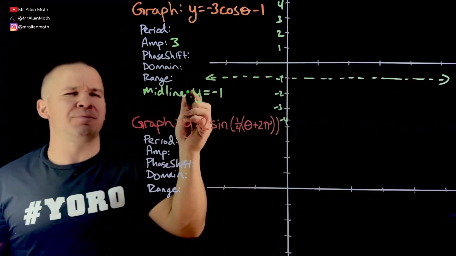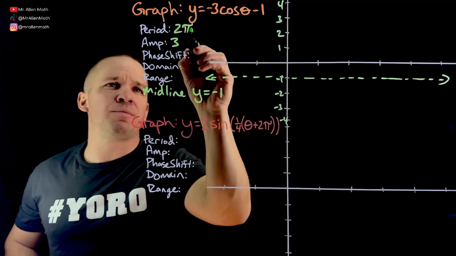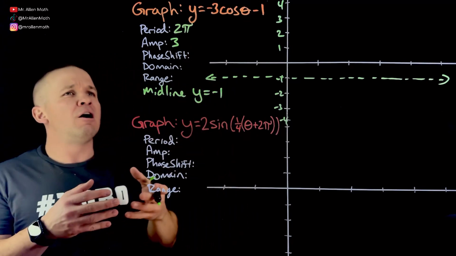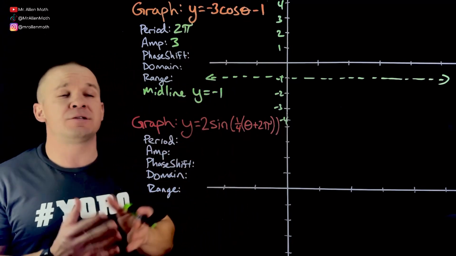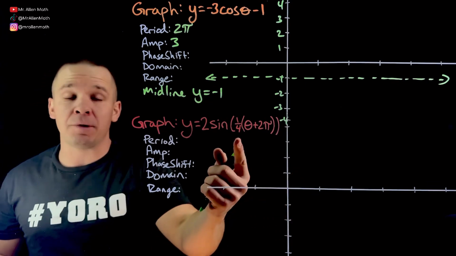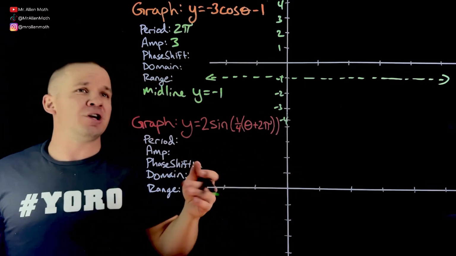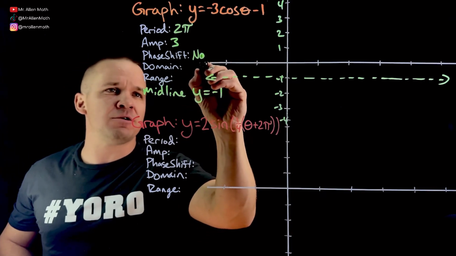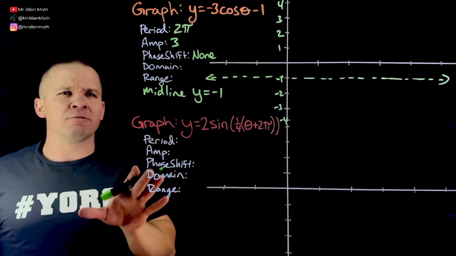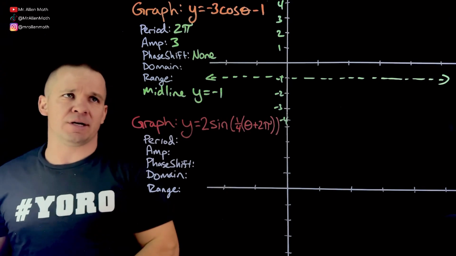My period, we already skipped over that. I don't know why, but that's going to be 2 pi, right? Our period of any cosine or sine function starts as 2 pi. And then if there's something going on like we have here in the second example, we'll have to adjust that period. All right, phase shift. We said no phase shift, so none. Domain and range, let's tackle that after we graph this thing, all right?